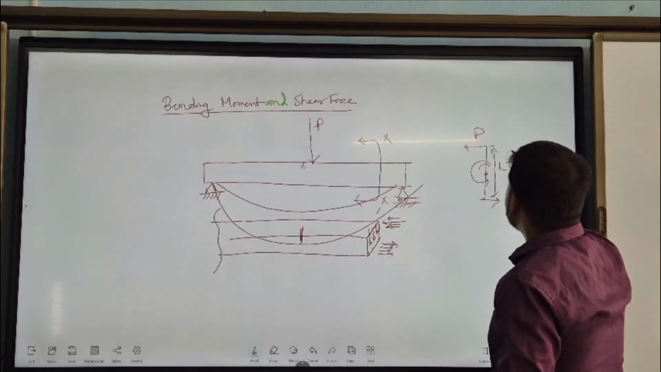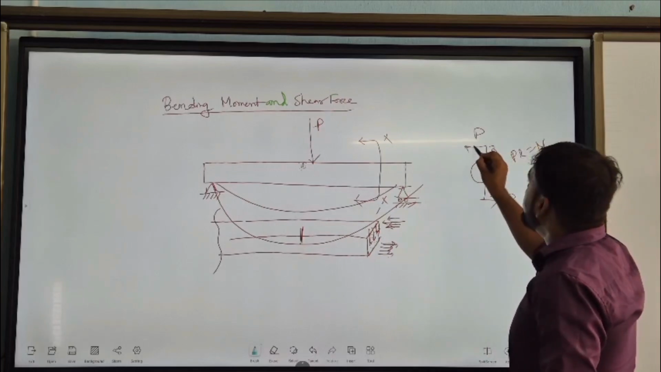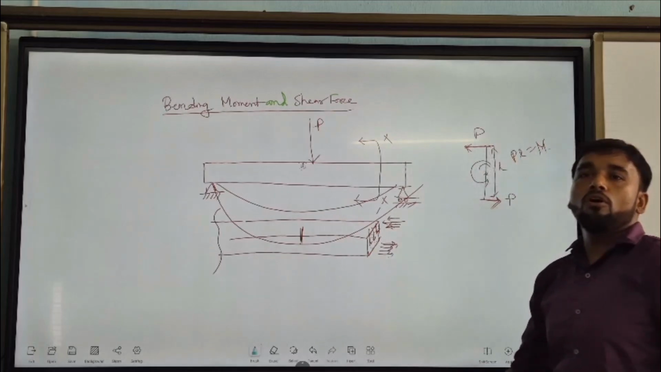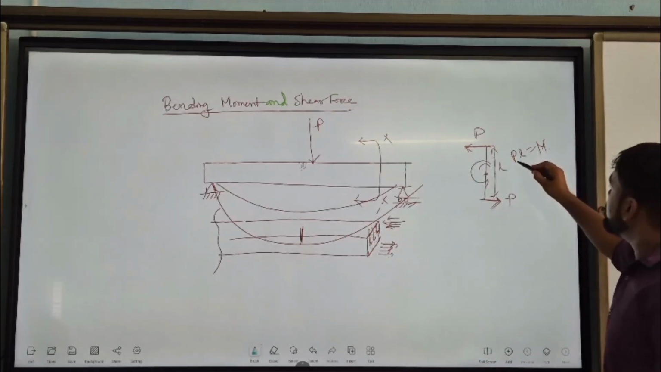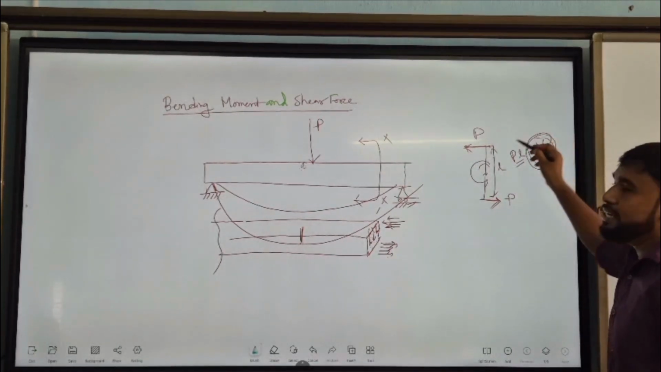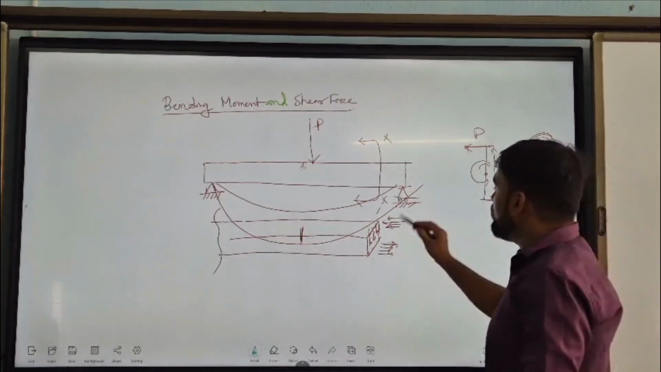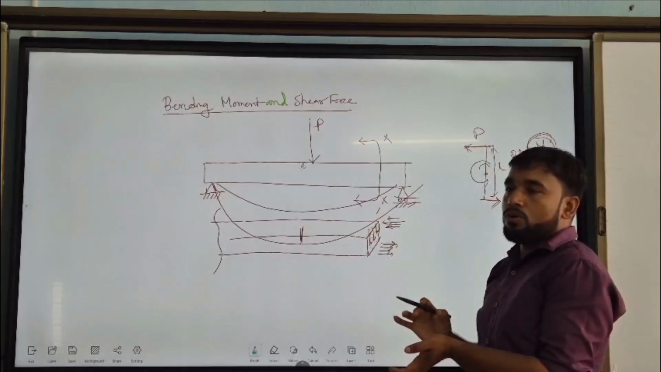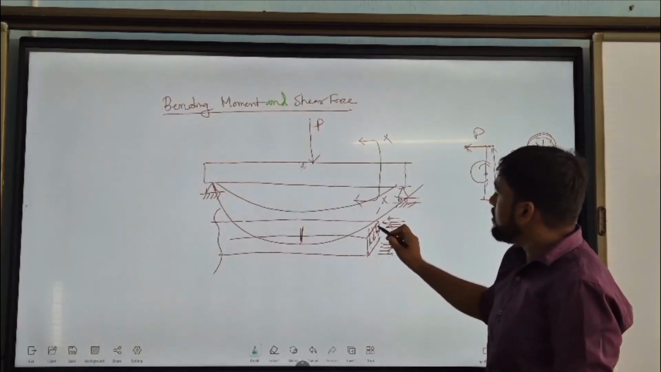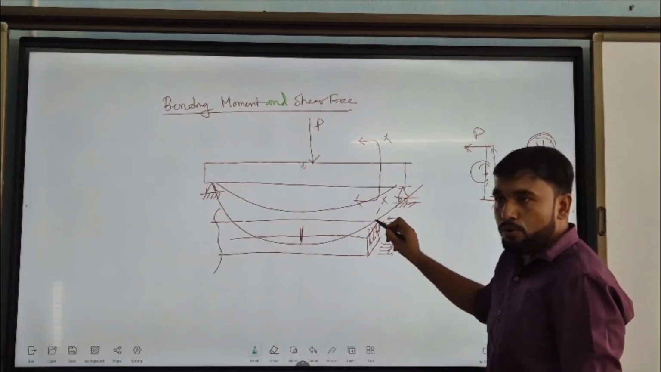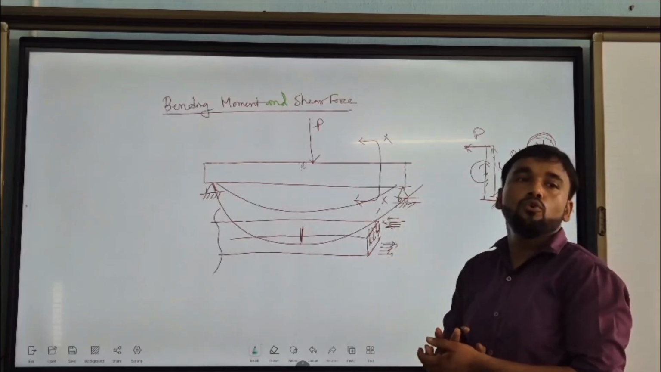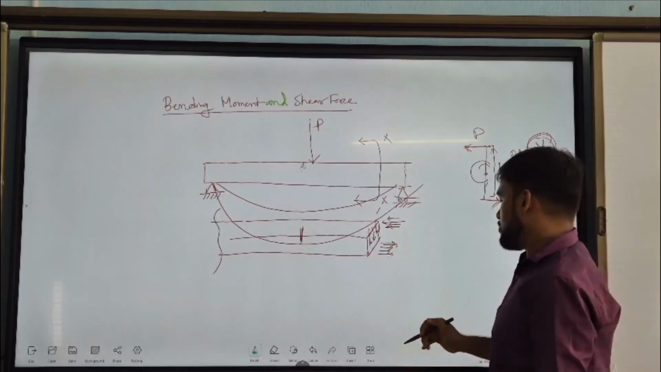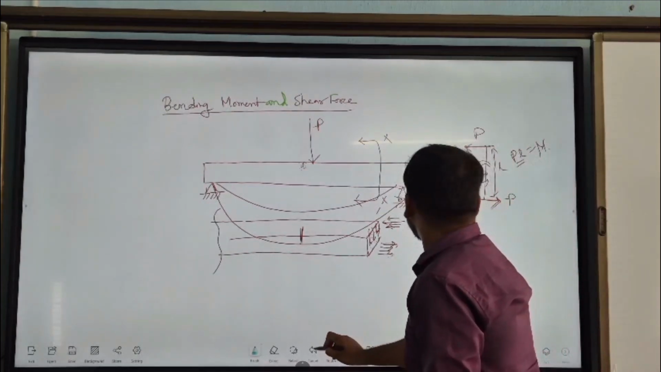If the length is L, the moment is P into L. So two equal, parallel, opposite forces form a moment of couple, and that is P into L, and that moment is nothing but your internal moment. So actually, due to this transverse load, there will be a shear force P and a moment. These are internal forces. So finally, we conclude.